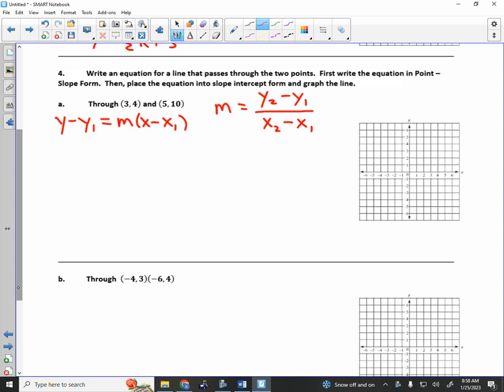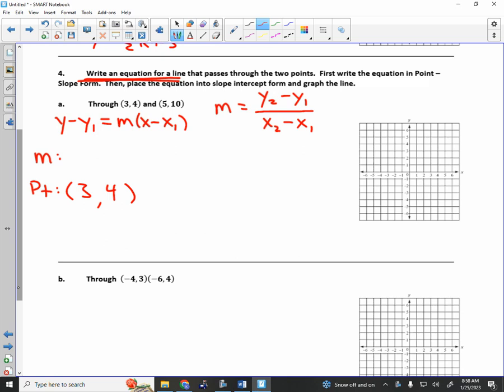Every time it says write an equation for a line, every single time we need 2 things. You need slope, and you need what we call a point on your line. So we're going to start there, okay? And we're going to ask Gavin, Gavin, would you like to use the point 3, 4, or 5, 10? It's up to you. 3, 4. So he's going to choose that as his point. You can choose whichever one you want. It'll work out the same either way.